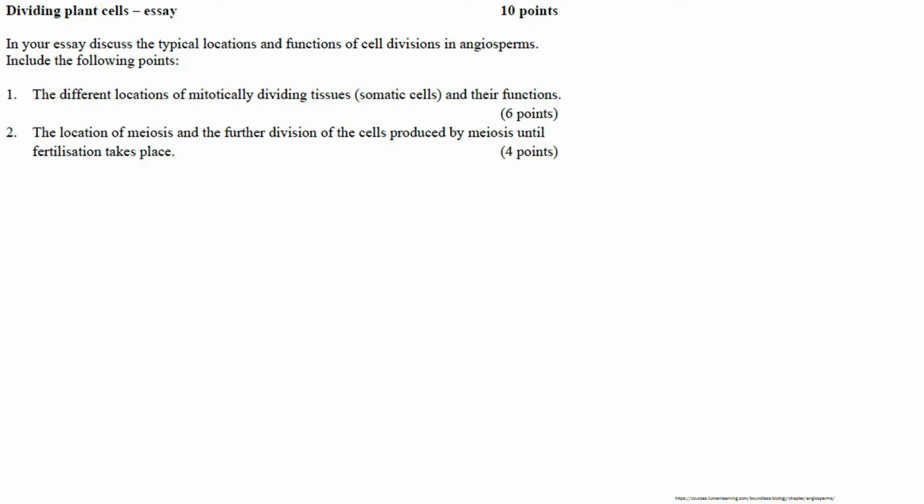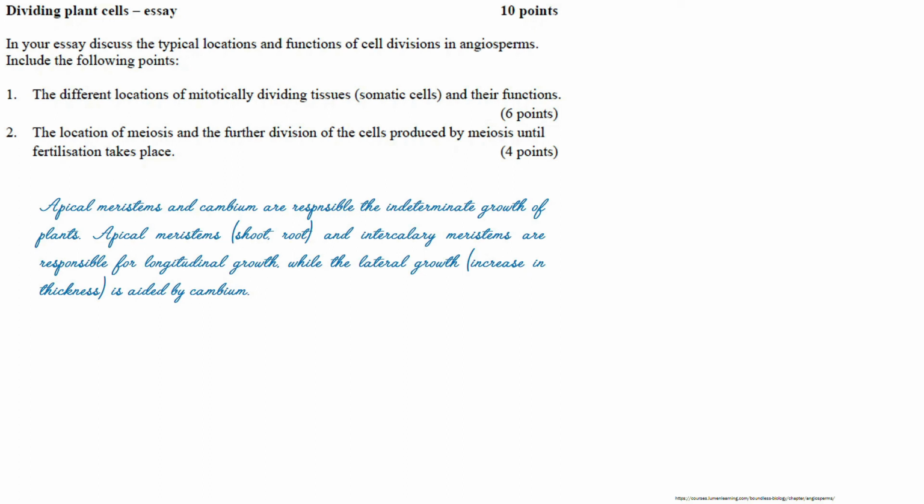So let's start off by talking about the first point. We know that undifferentiated meristems of the plants are responsible for the indeterminate growth. Longitudinal growth is done by shoot apical meristems, root apical meristems, and the intercalary meristems, while the lateral growth is done by cambium. And that's what I wrote down in here.